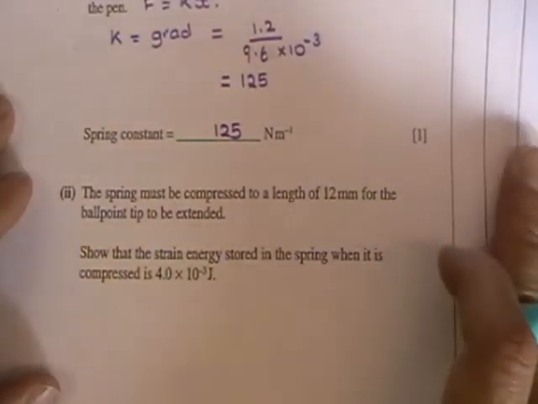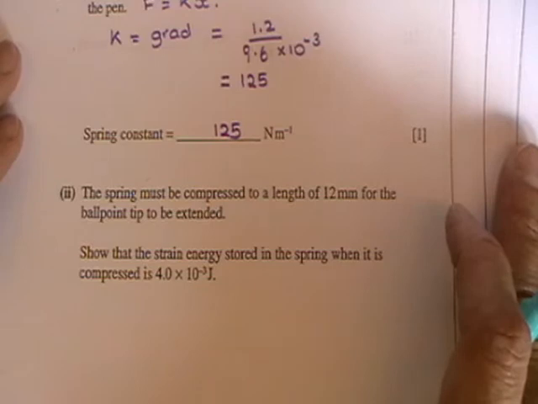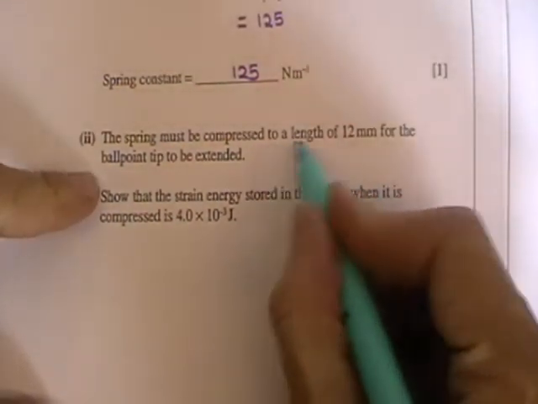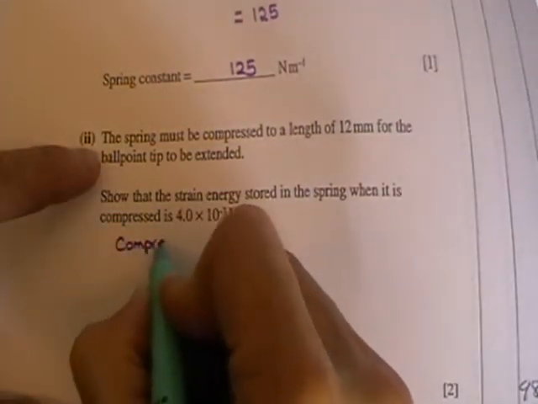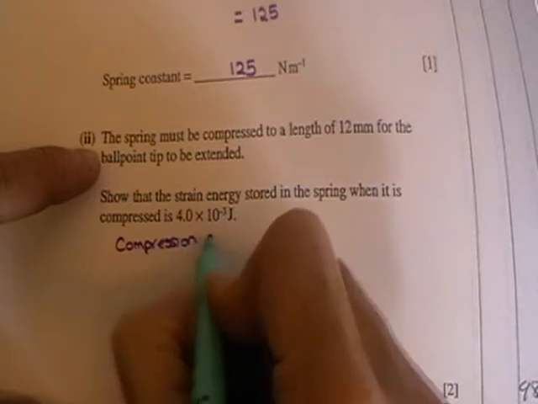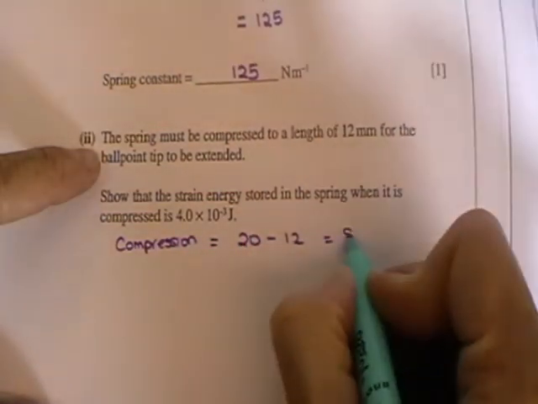The spring must be compressed to a length of 12 millimeters for the ball point tip to be extended. Show that the strain energy in the spring when it is compressed is 4 by 10 to the minus 3 joules. So if it has compressed to a length of 12 millimeters, its original length was 20, so the compression is 8 millimeters.